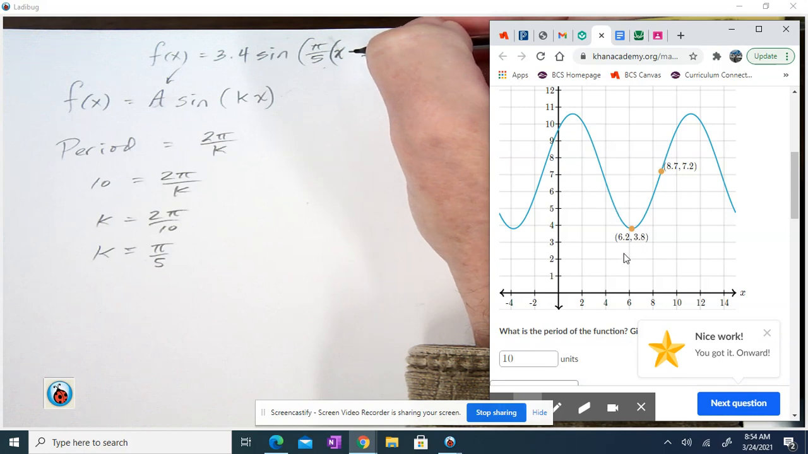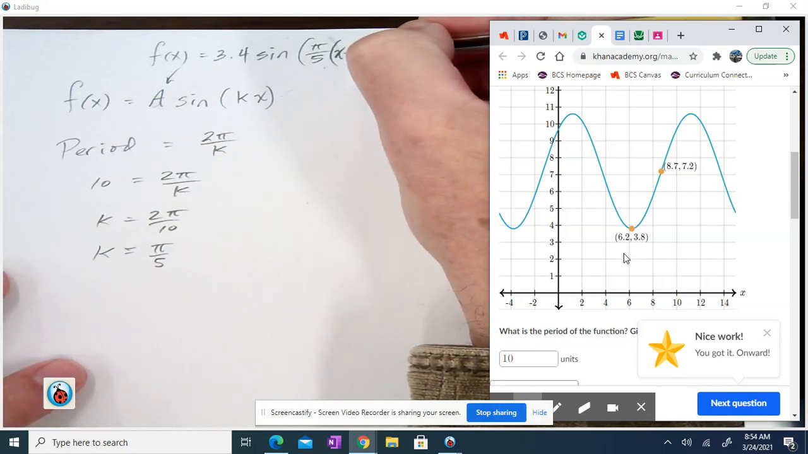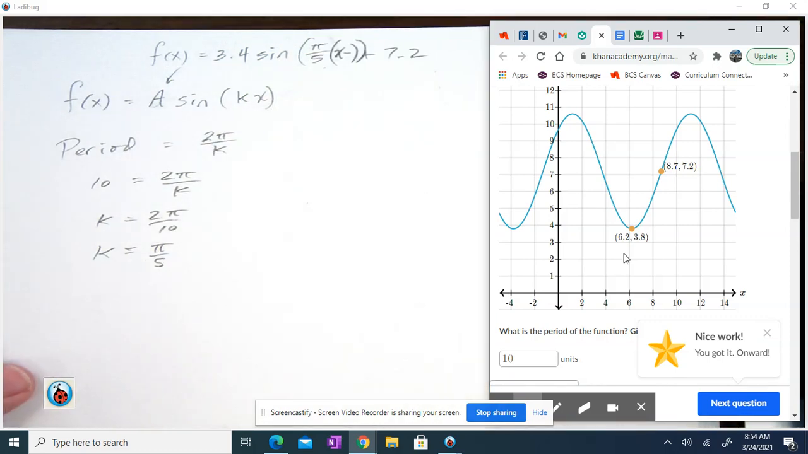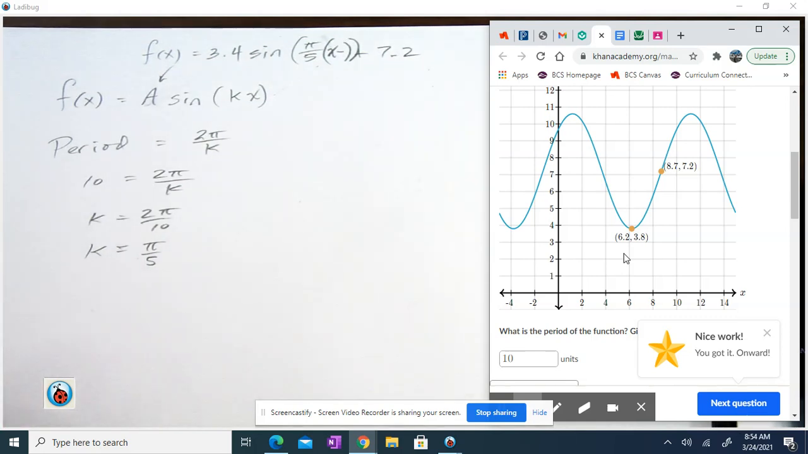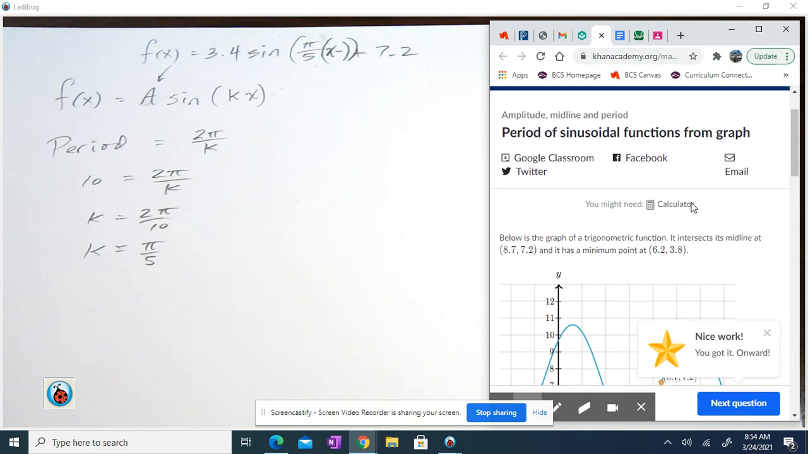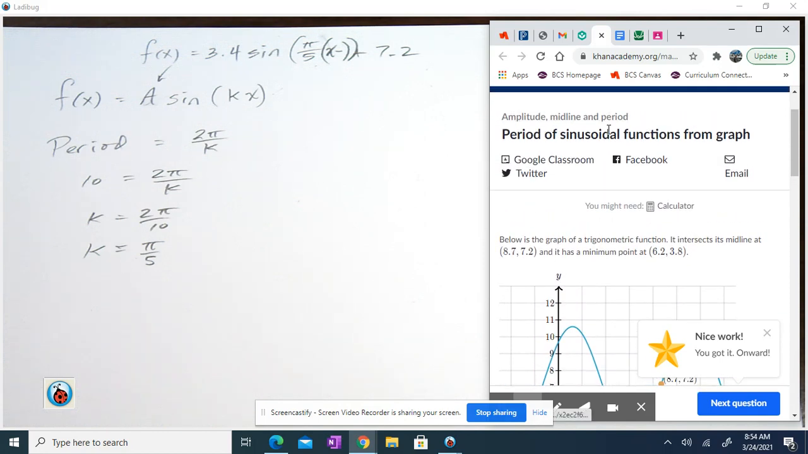So there would be a number in there as well that I would put right beside this x. All right, so that's a reminder of a previous assignment that we did. What else? So we're talking about amplitude, midline, and period.